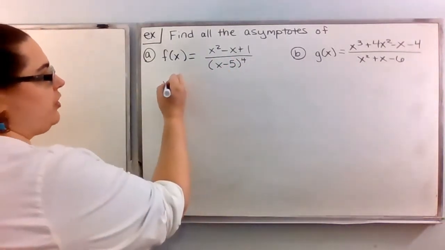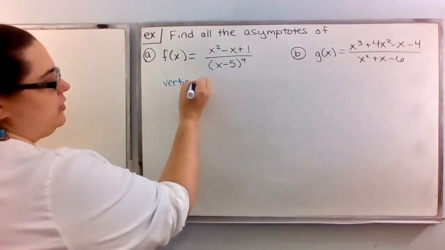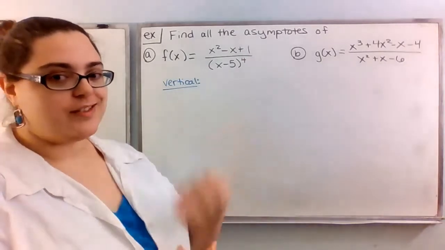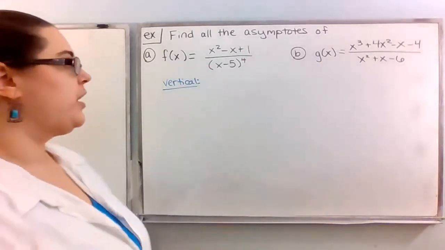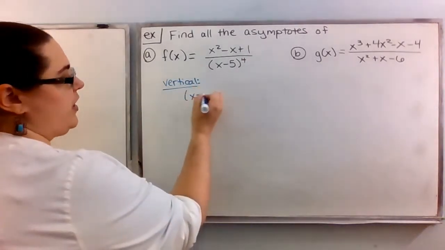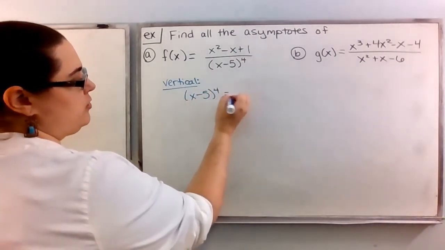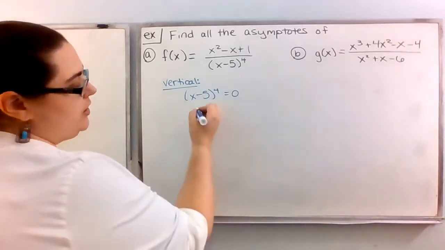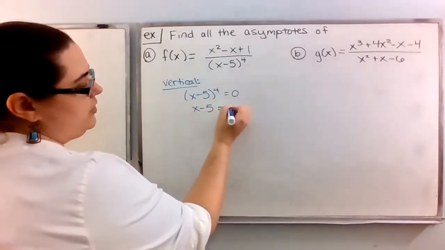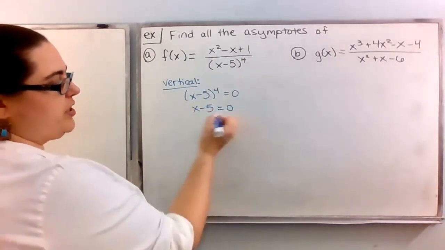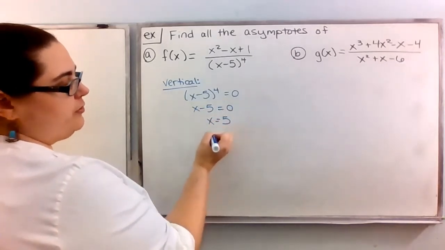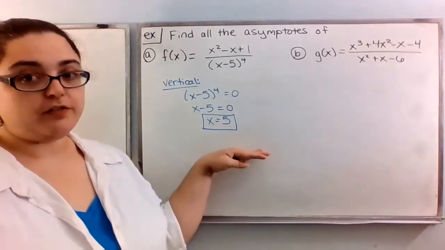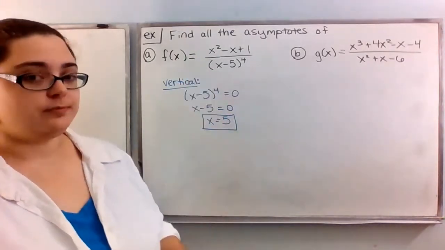So to find the vertical asymptotes, remember that for vertical asymptotes, you set the denominator equal to 0. So I have x minus 5 to the 4th equal to 0. Now, the only way this is going to be 0 is if x minus 5 itself is 0. So that means that x is going to have to equal 5. So this will be our vertical asymptote for this function.